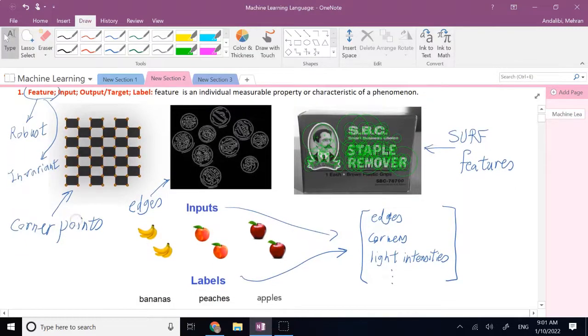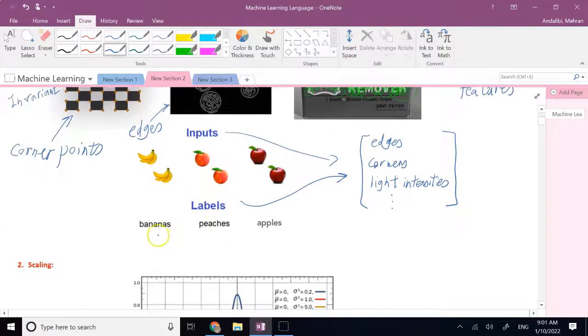Input is clear: those are the things fed to your machine learning algorithm. And outputs, or the labeled entries, are the correct classes, the correct outputs for those inputs. So if I pass this to my machine learning algorithm, I expect it to send back to me the class of bananas.